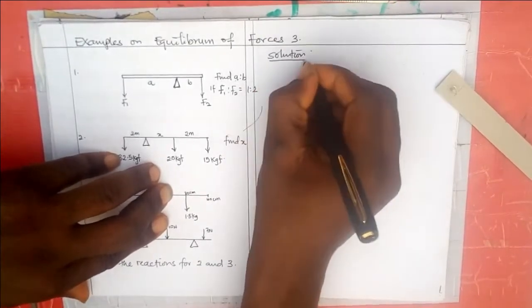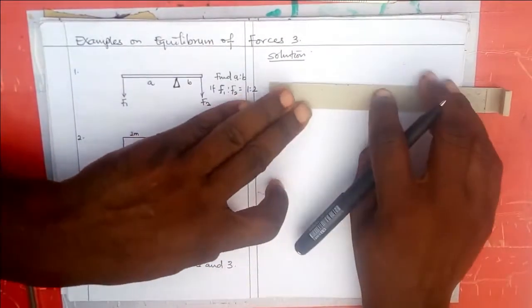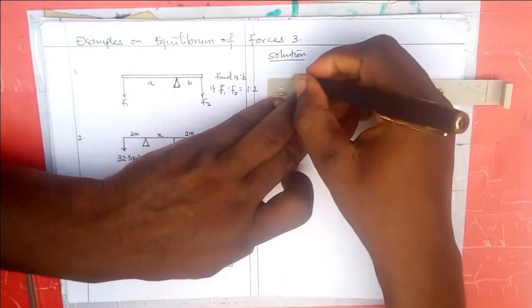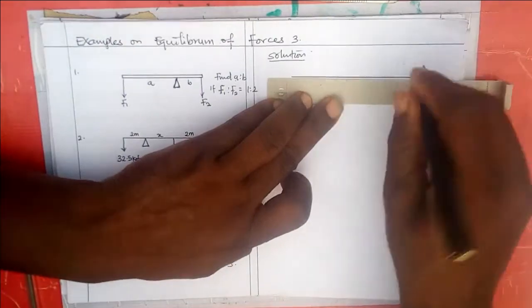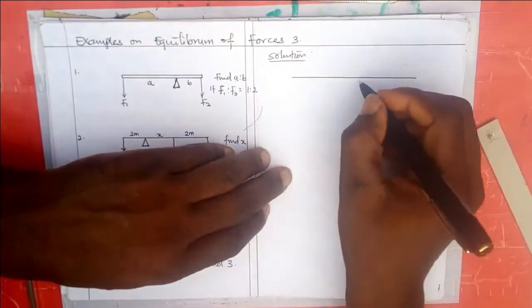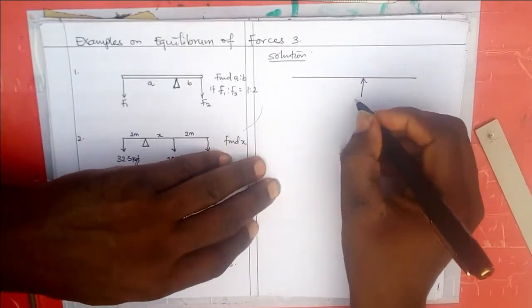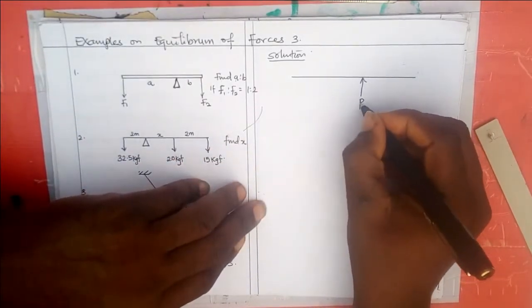So this is very simple. So remember that at the reaction, upward force must be equal to downward force. So that is that. So this is the reaction. So I'll call that reaction R.